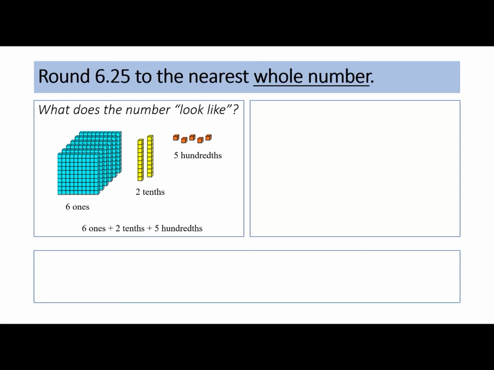Once you can visualize the decimal, the next question you ask when rounding is, what number is it between? Since we are rounding to the nearest whole number, I want to ask, which two whole numbers is 6 and 25/100ths between? I know 6 and 25/100ths is greater than 6, but less than 7.